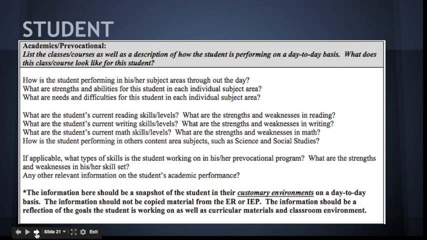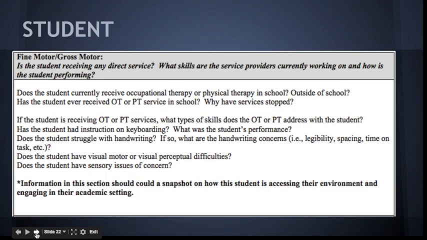You may want to look at some of the academics. How are they doing? What are their levels academically? What are their strengths? What are their weaknesses? Where do they need that support? This really should just be a snapshot in the day in the life of this student in their customary environment. It doesn't have to be a lot of standardized scores from a school psychologist, but more, what does it look like on a day-to-day basis for this student?